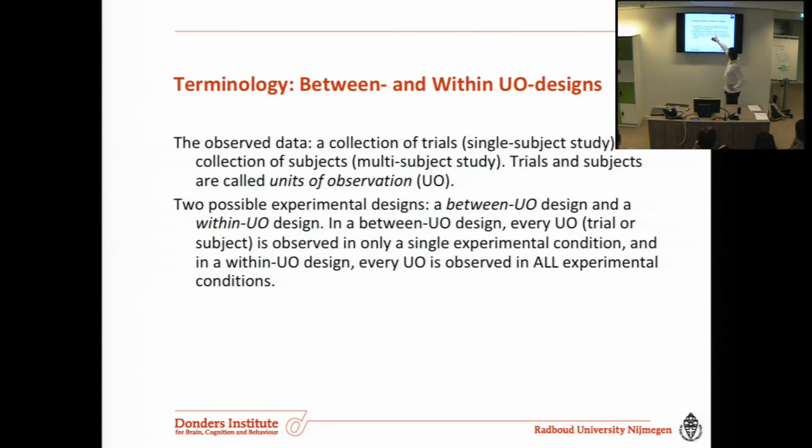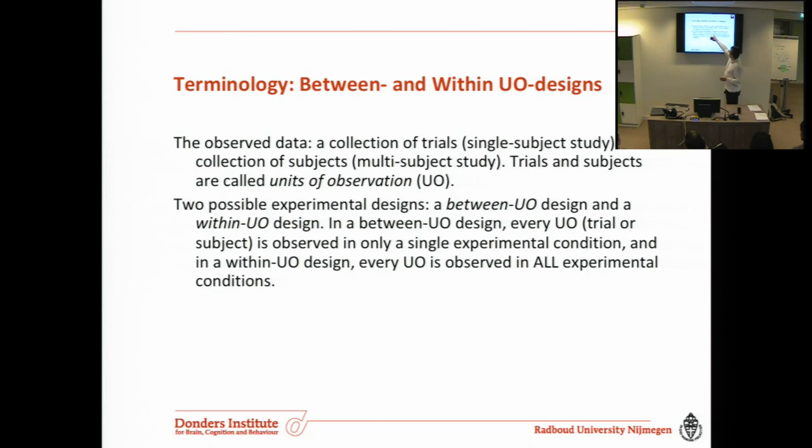Now, in a between unit of observation design, every unit of observation, either a trial or a subject, is observed in only a single experimental condition. Whereas in a within unit of observation design, every unit is observed in all experimental conditions. So the first one, let's give an example. A between unit of observation design, if the units are trials, is what you have when you give a subject two types of trials, say with an attentional cue and without an attentional cue, and you compare the two sets of trials within that subject.